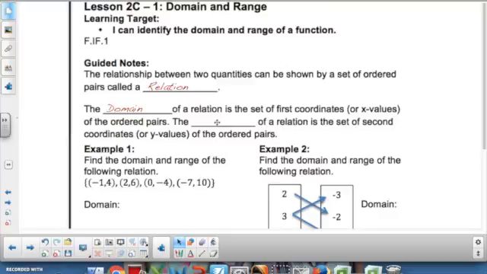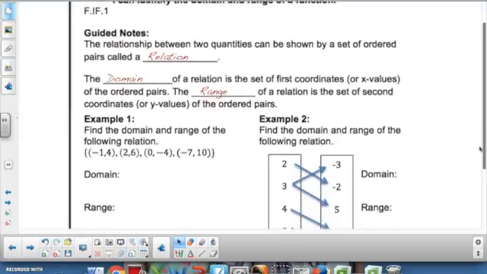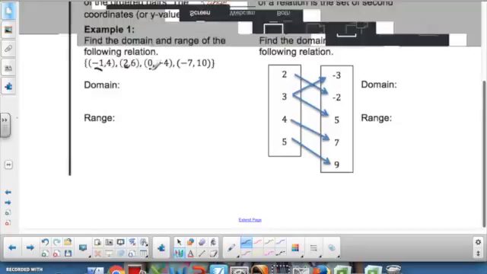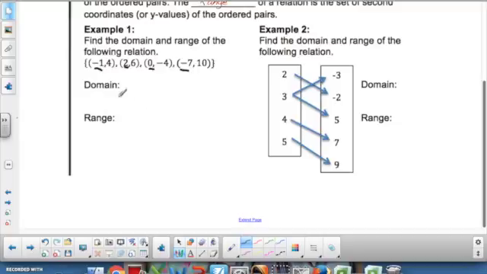The range is the set of second coordinates, or the y values. This can also be referred to as the output. It can be referred to as the dependent variable, but they are our y values. So, for example, if you're given a set of ordered pairs like this, your domain is going to be the set of first coordinates, so your x values. So my domain is -1, 2, 0, and -7.